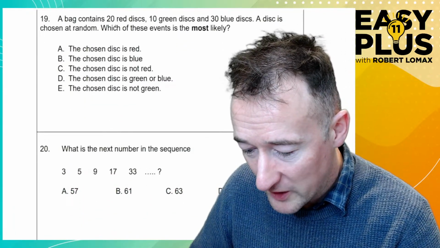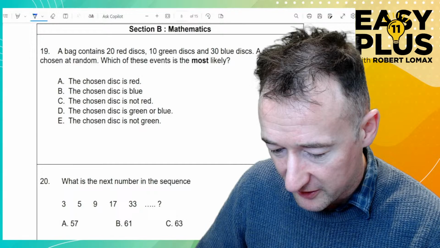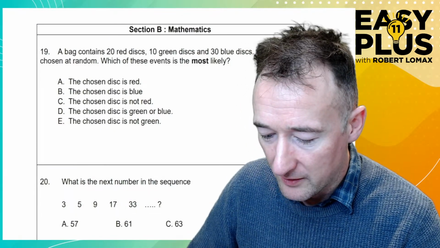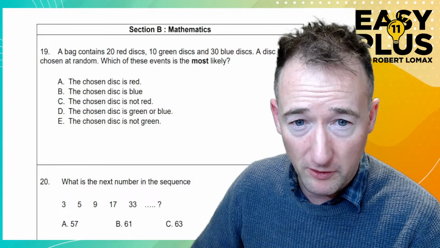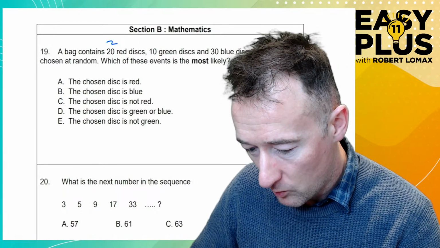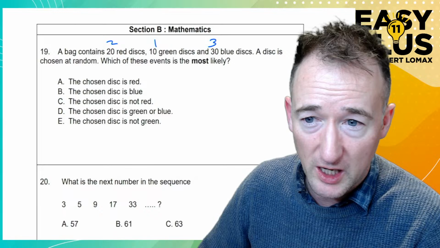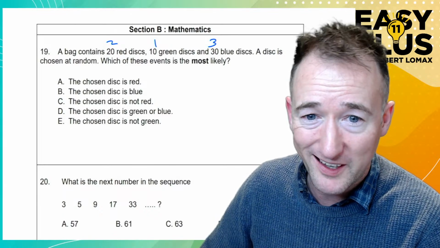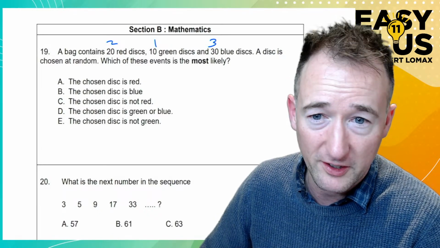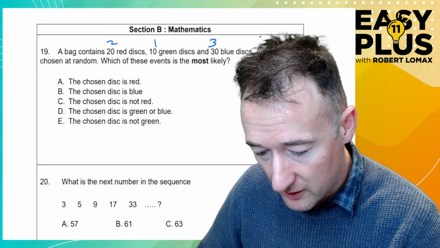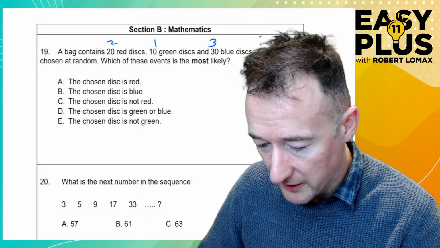A bag contains 20 red discs, 10 green discs and 30 blue discs. A disc is chosen at random. Which of these events is most likely? Okay. I'm just going to ignore all the zeros. I can imagine it's 2, 1 and 3, because we're talking about the chance of things. So 20, 10 and 30 is the same chance as if I'm working with 2, 1 and 3. That gives a total of 6.